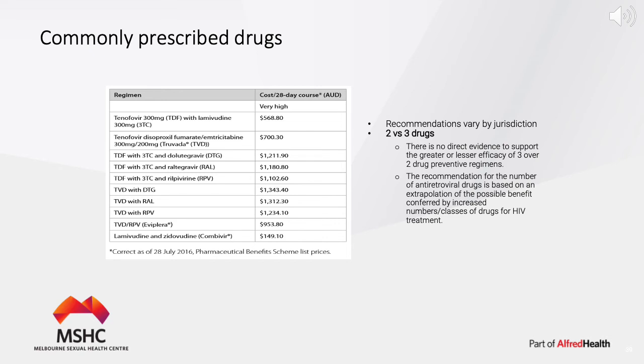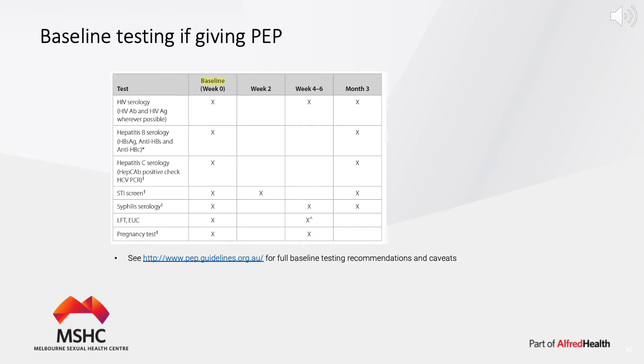So basically three drugs provides a greater level of protection because it's acting on a different site compared to the two-drug regimen. Okay, so if you're giving PEP, everyone has to have an HIV antibody test, okay?